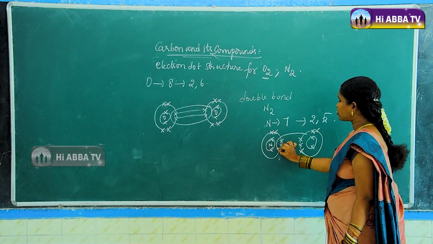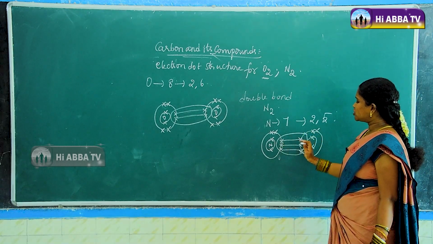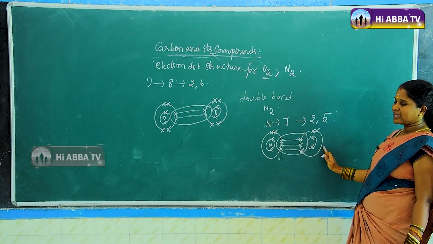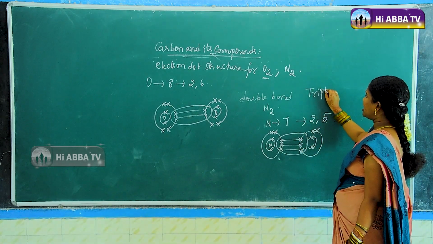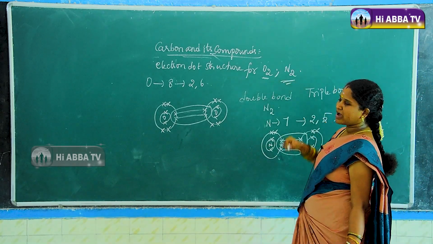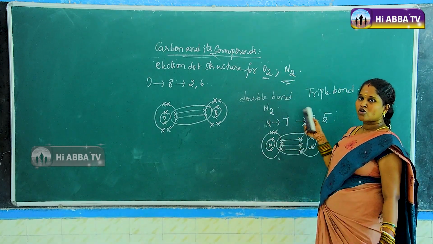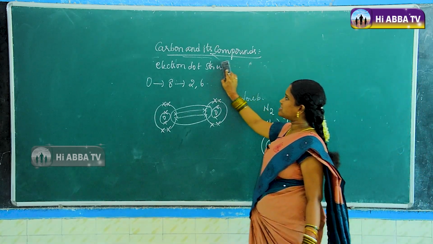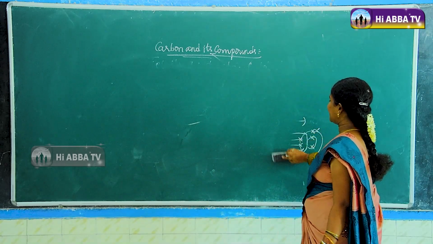So sharing of electrons will be taking place. So 1, 2, 3, which means these 3 electrons will be shared here and this nitrogen atom will share these 3 electrons. So the bond formed here is what? A triple bond. This is the most important, most expected 2-mark or 3-mark question, the electron dot structure for oxygen and nitrogen. So far we have discussed 2 questions: what happens when carbon gains or loses 4 electrons, and the electron dot structure for oxygen and nitrogen.